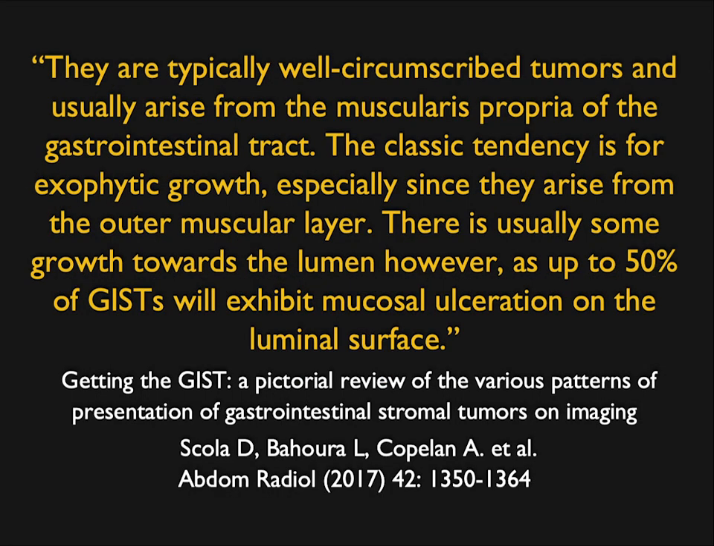They talk about the lesions as being well circumscribed, usually arising from the muscularis propria of the GI tract. The tendency, and I think a very important factor that helps me, particularly in the small bowel, differentiating the smaller lesions, would be the fact they're exophytic. And I say that when I speak about carcinoids versus GIST. Carcinoids are endoluminal, GIST tend to be exophytic. There's usually some growth toward the lumen, and about half of GIST will exhibit mucosal ulceration. But there's a good extraluminal component.